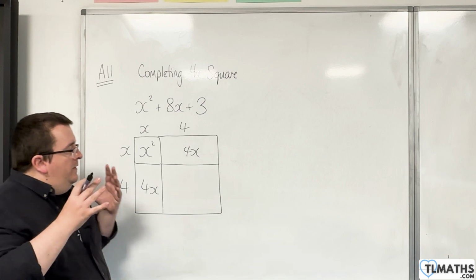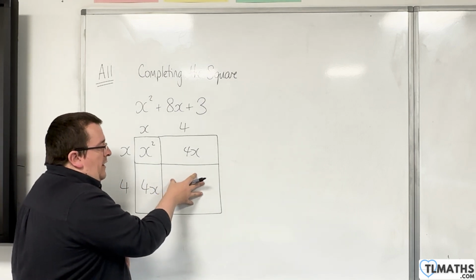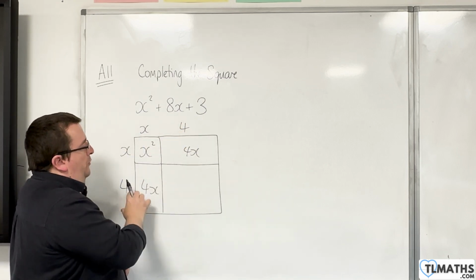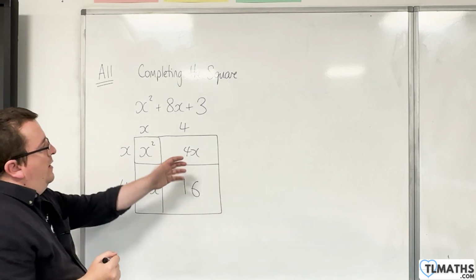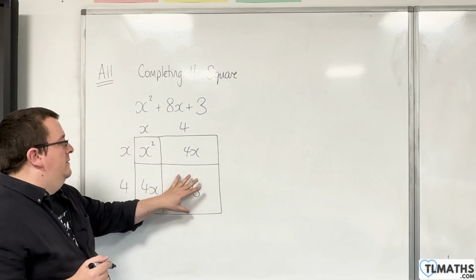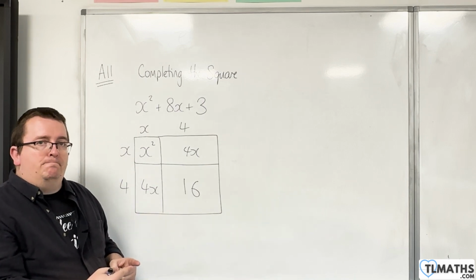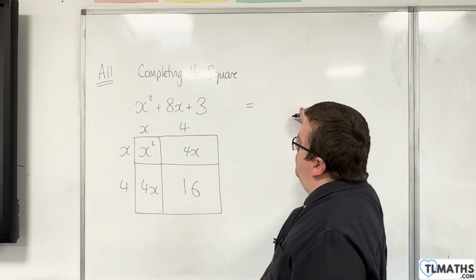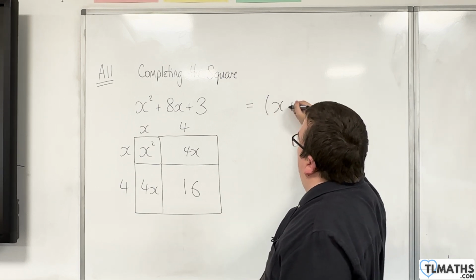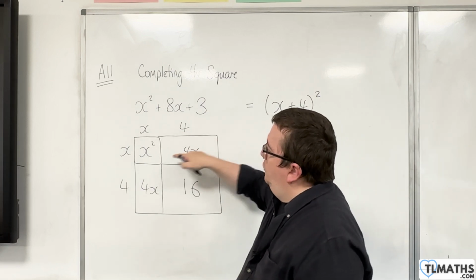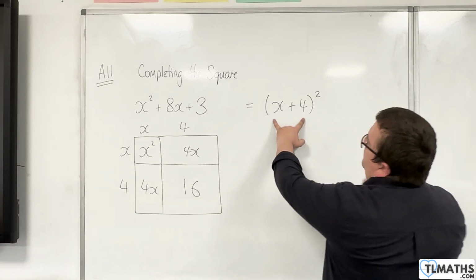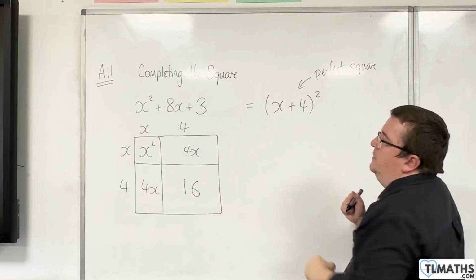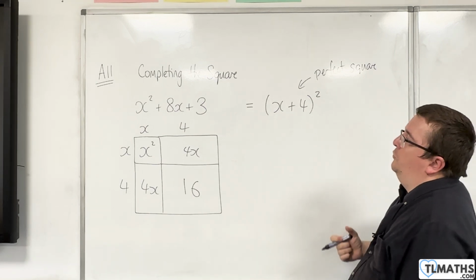So the idea is, this missing section here, if you imagine this as a multiplication grid, would be 4 times 4, so that would be 16. I would need to add on 16 there to complete that square. I want to be able to write this in a format where I've got x plus 4 squared, so x plus 4 times x plus 4. And this is what I mean by a perfect square: x plus 4 squared.